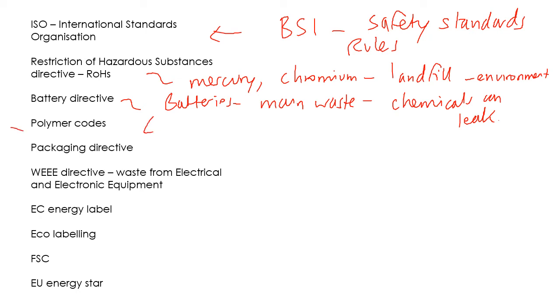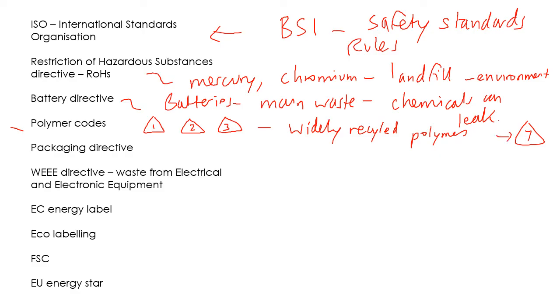Polymer codes are those numbers on the bottom of plastics. They are recycling codes. They mean how widely recycled polymers are, and basically the higher the number, the worse it is. So a number 7 means it's not widely recycled and means it's likely to go into landfill or have to be burnt, which can obviously be damaging to the environment.